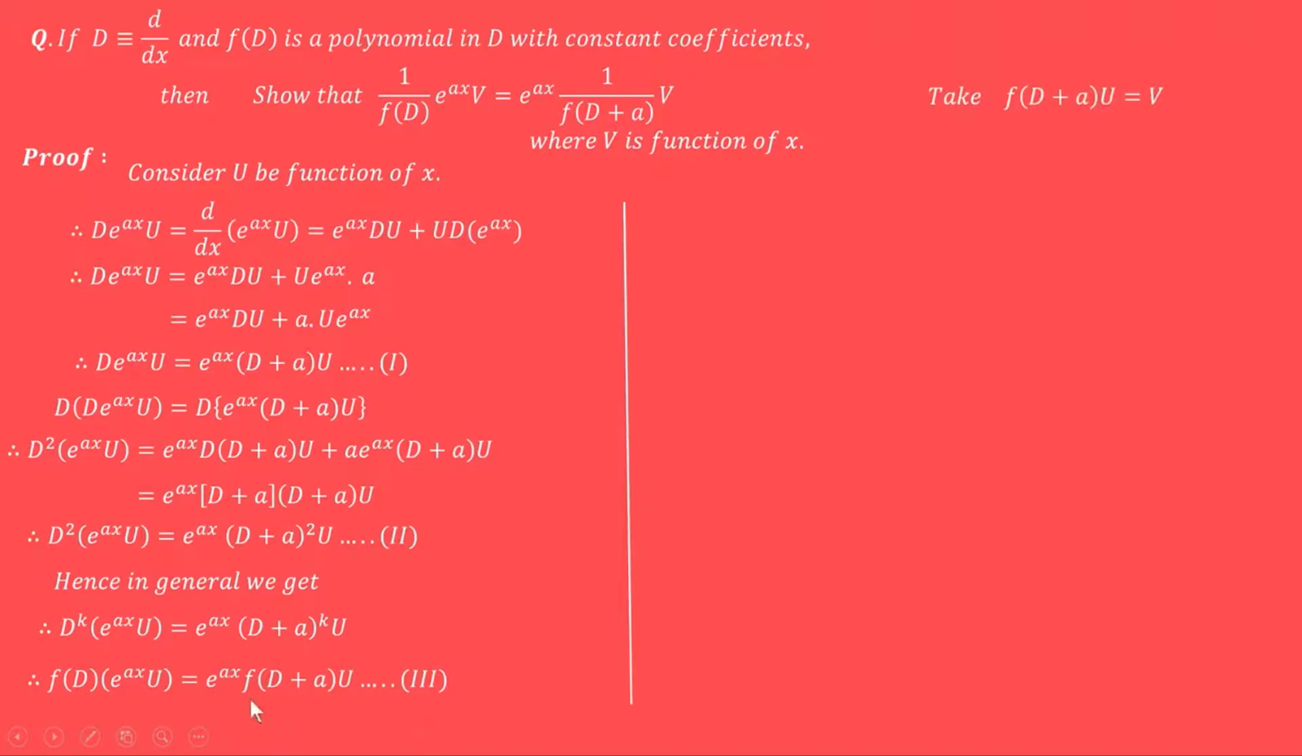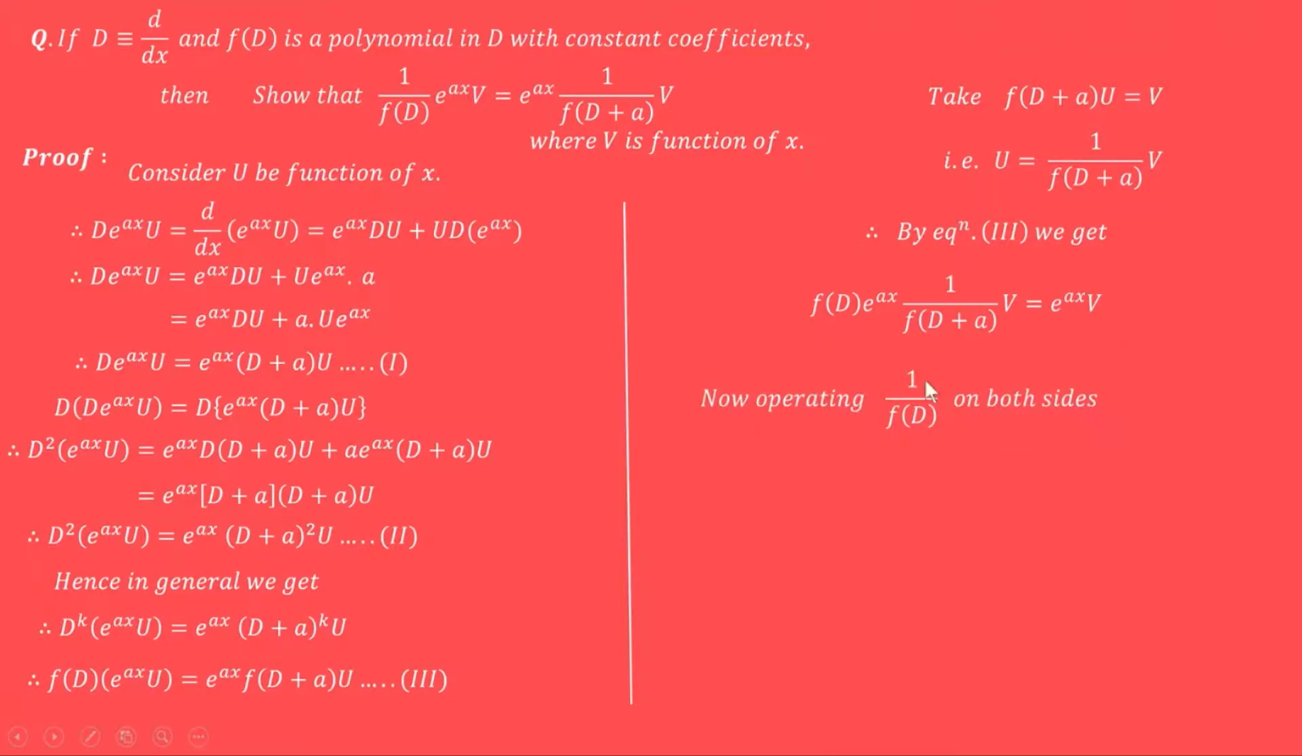Now take here f of (D plus a) into u is equal to v. Put this value as v. That is, u is equal to 1 upon f of (D plus a) into v. And now put this in equation number 3. And so we get f of D e raised to ax into the value of u, which is 1 upon f of (D plus a) into v, is equal to e raised to ax as it is, and f of (D plus a) into u is equal to v. So we get like this.